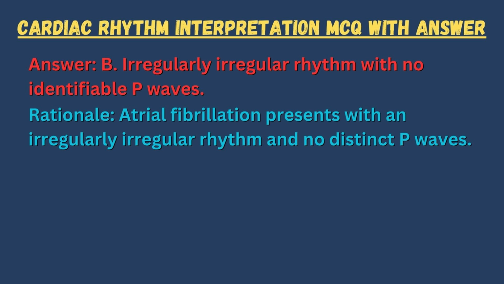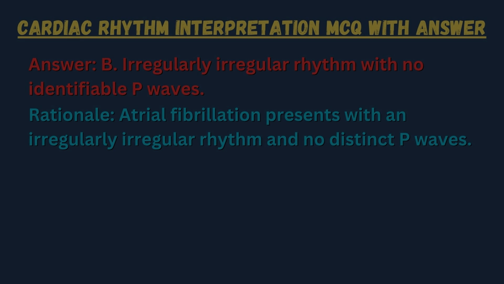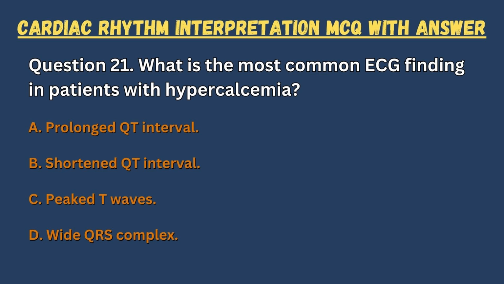Answer: B. Irregular rhythm with no identifiable P waves. Rationale: atrial fibrillation presents with an irregular rhythm and no distinct P waves. Question 21. What is the most common ECG finding in patients with hypercalcemia?